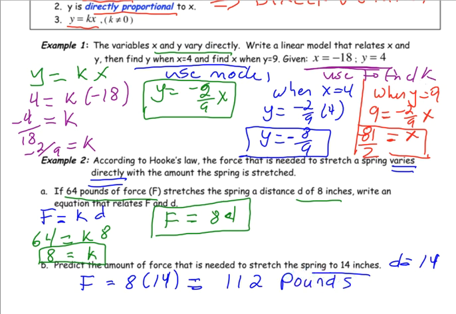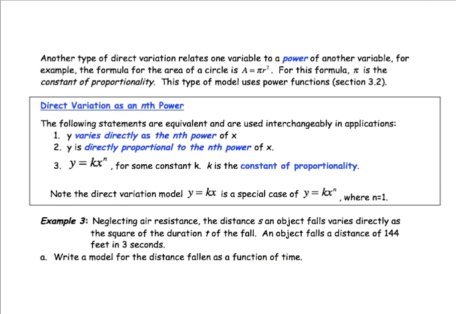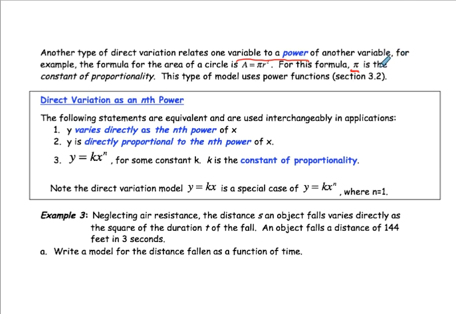Okay, let's flip to the next page. So another type of direct variation relates one variable to a power of another variable. The last one was just linear. Now we're going to do a power. For example, the formula for the area of a circle is A equals pi r squared. For this formula, pi is the constant of proportionality. This type of model uses power functions, which we learned about in section 3.2.